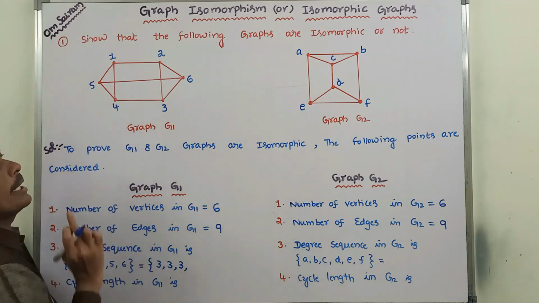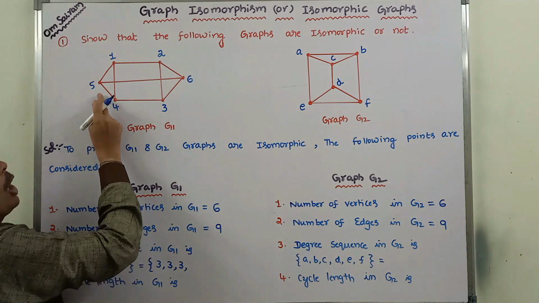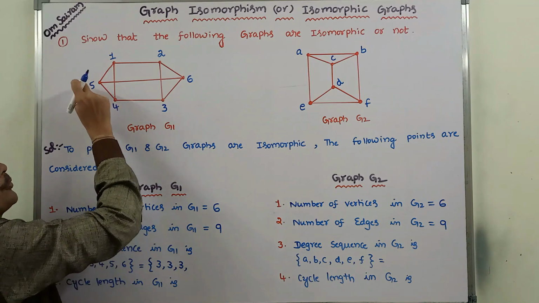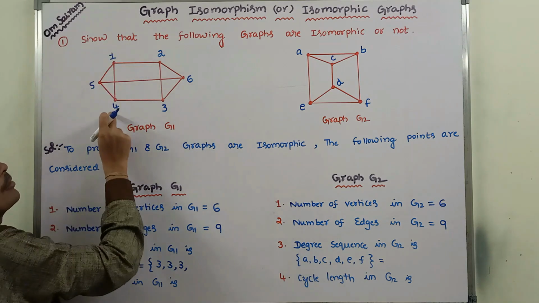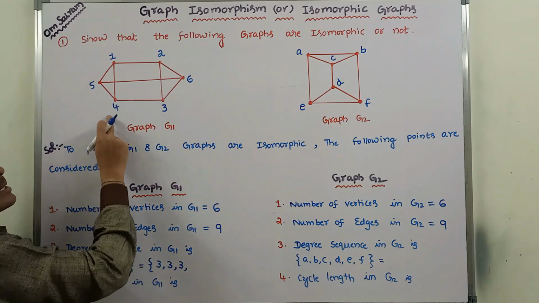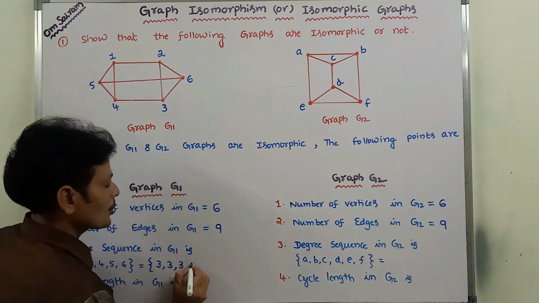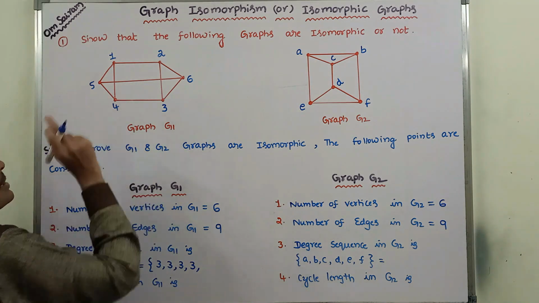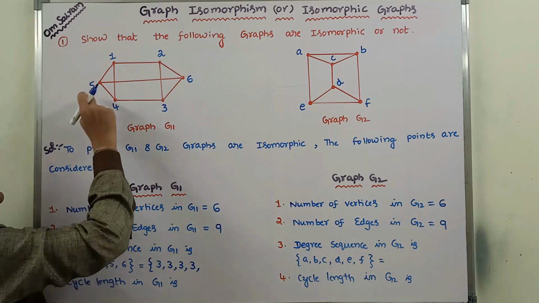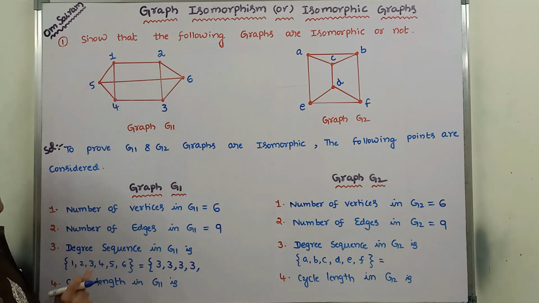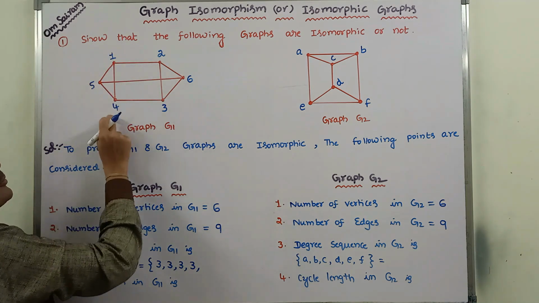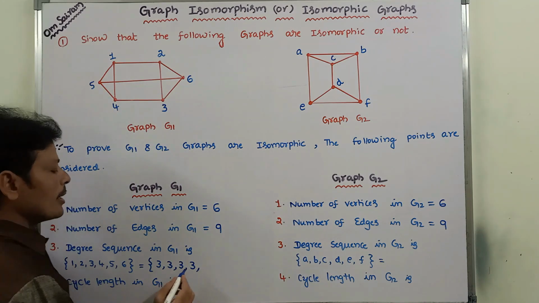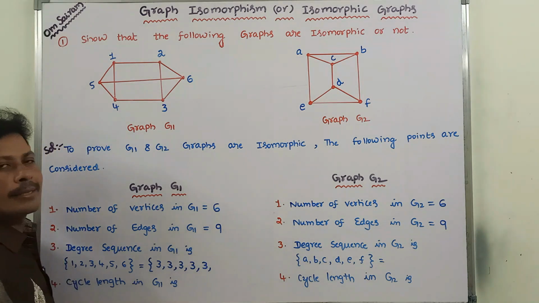Next, what is the degree of vertex 4? How many edges are incident on vertex 4? That is 4 to 5 is 1, 4 to 1 is 1, 4 to 3 is 1. 3 edges are incident on vertex 4, so the degree of vertex 4 is 3. Then, what is the degree of vertex 5? How many edges are incident on vertex 5? 5 to 1, 5 to 4, 5 to 6. 3 edges are incident on vertex 5, so the degree of vertex 5 is 3.